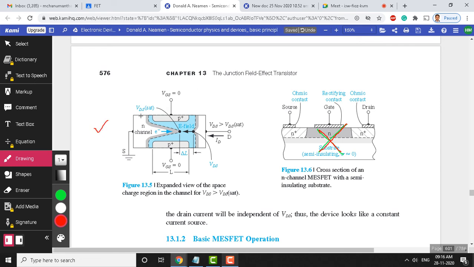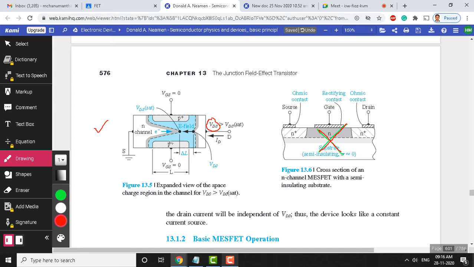Now you can see in this diagram the same conditions are maintained. VGS is again 0. But look at a large value of VDS, which we now call VDS sat, the saturation value of VDS. For drain source voltage greater than the saturation drain source voltage, what is going to happen in the channel? You can see the complete channel region has been blocked by the depletion region, and there is a constant flow of charge carriers from the source side to the drain side.